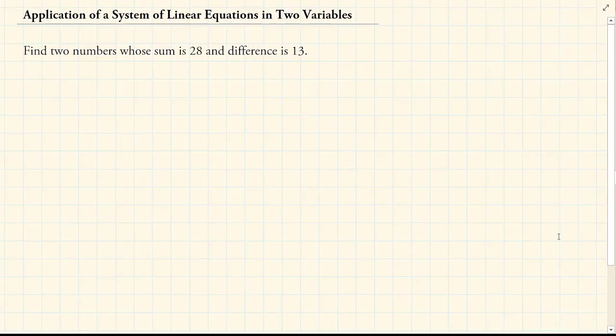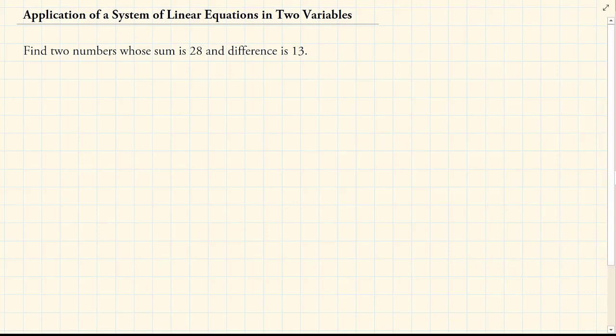Hello everybody. So for this video, we are going to solve some problems involving system of linear equations in two variables. So for the first problem, find the two numbers whose sum is 28 and a difference of 13.